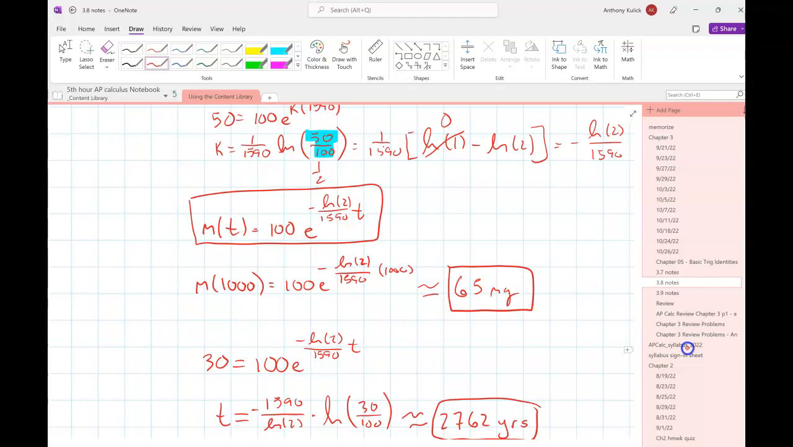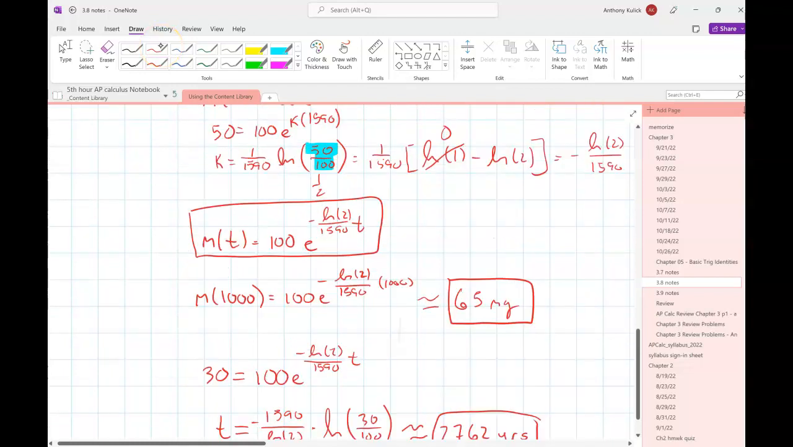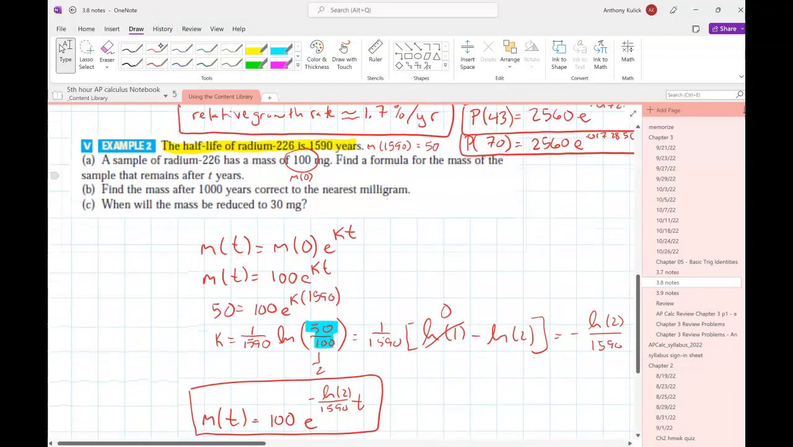What do you guys think on this? This is not too bad, I hope, right? I have a question. Yeah, go ahead, Vicky. How did you know it was 30? Because it says, when will the mass be reduced to 30 milligrams?